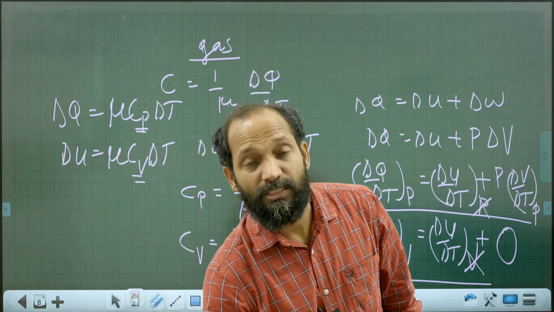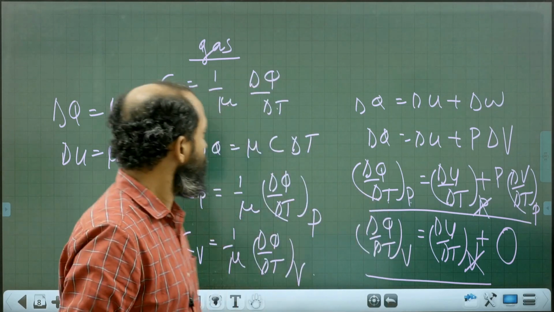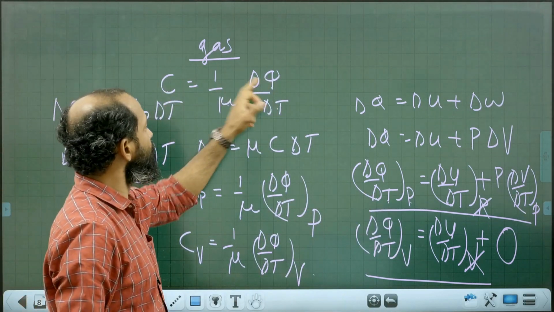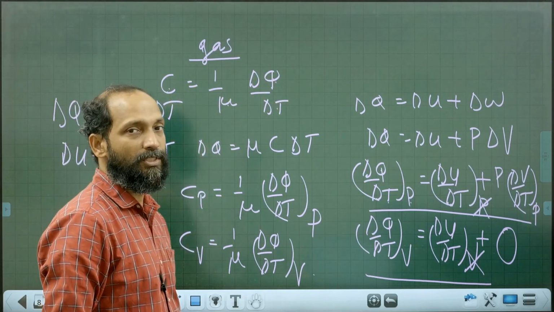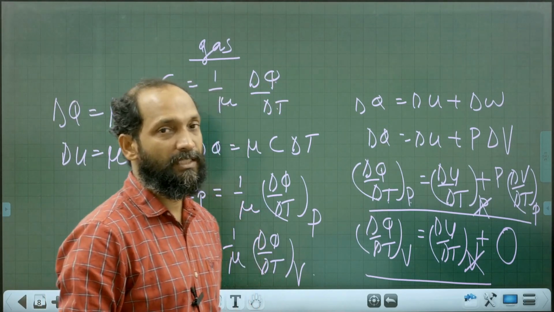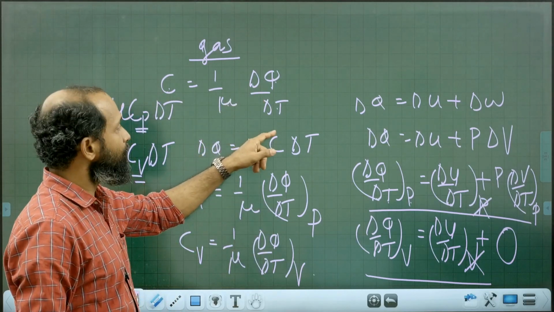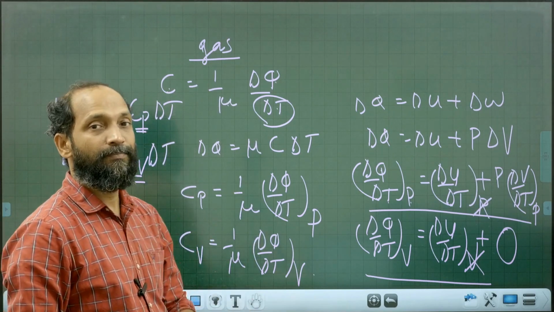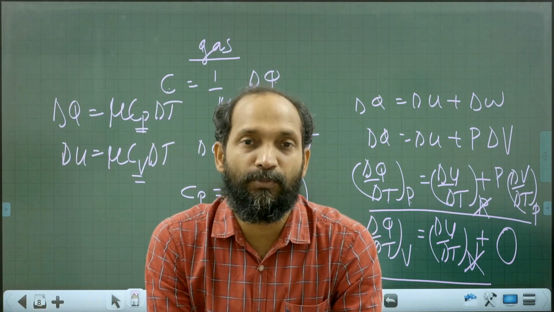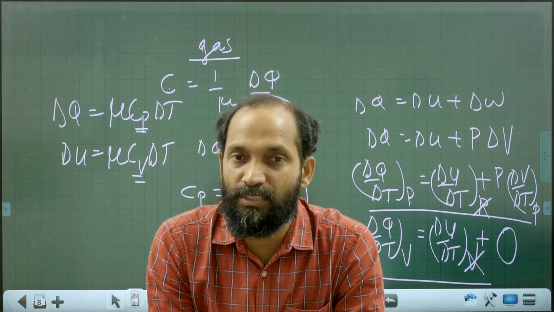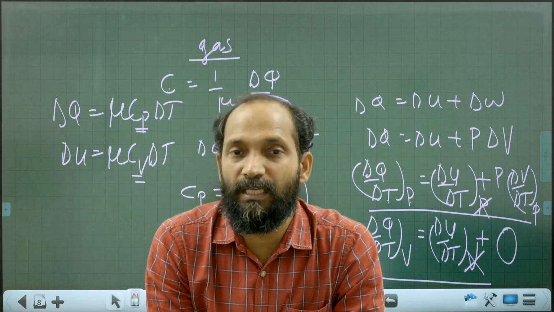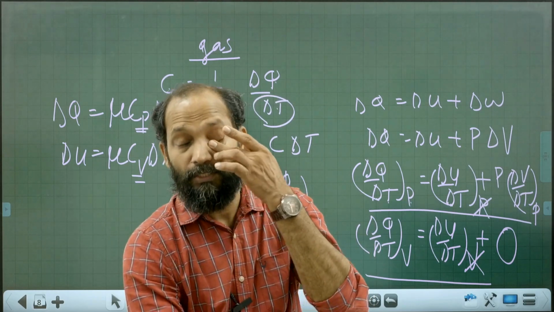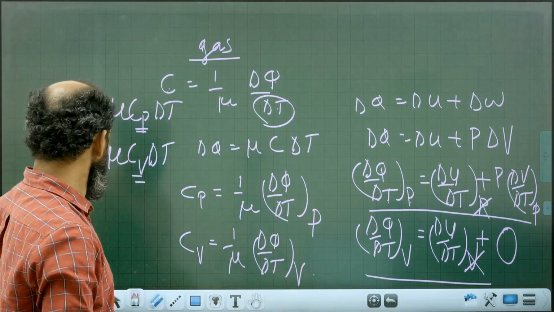When in a process delta Q equal to 0, specific heat becomes 0. For an adiabatic process where there is no heat transfer, specific heat is 0. For an isothermal process where delta T is 0, specific heat becomes infinity. Specific heat of an isothermal process is infinity because there is no change of temperature. This specific heat can be positive, it can be negative, it can have any values for ideal gases.